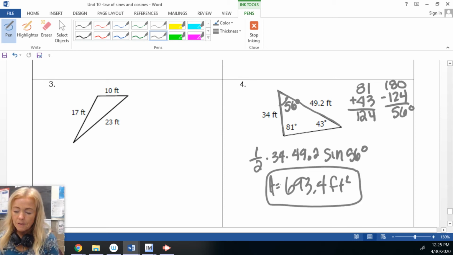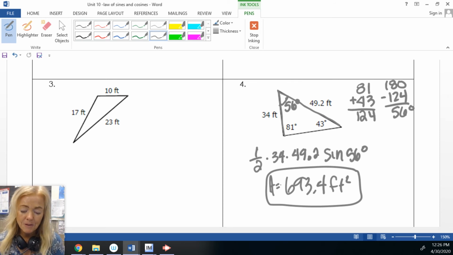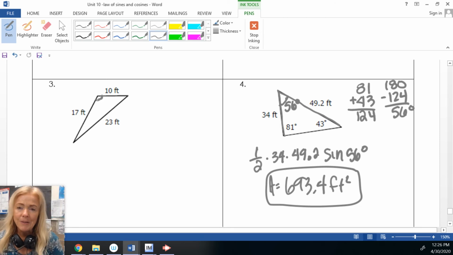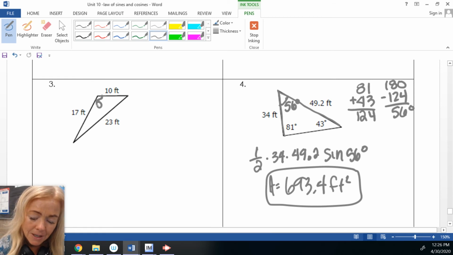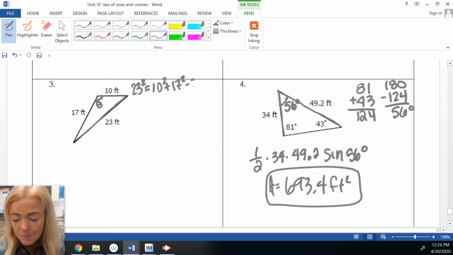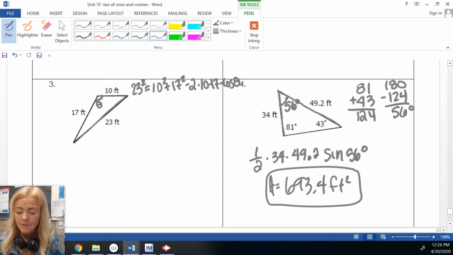Okay, not too bad. And then number 3, I picked it because it was a little more difficult. You do have to use the law of cosines in order to get any angle. You have all 3 sides, and you have no way to set up the law of sines. So we have to resort to the law of cosines. We'll do that angle right there. So 23 squared equals 10 squared plus 17 squared minus 2 times 10 times 17 times the cosine of theta.